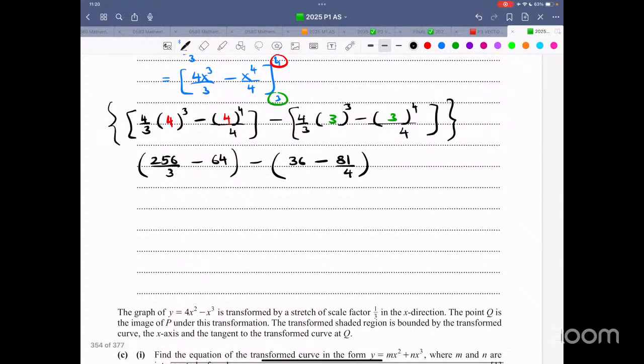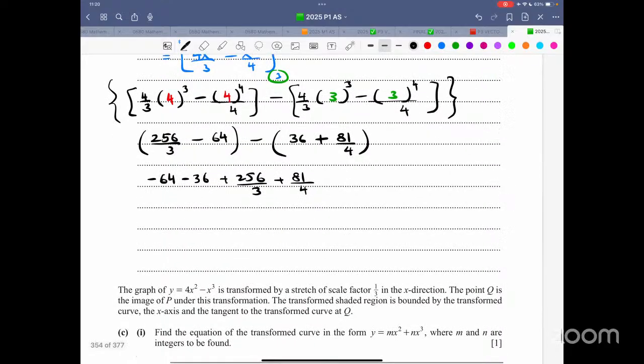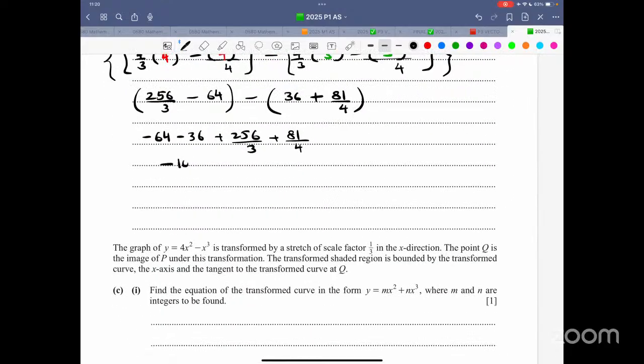So now this is negative 64, negative 36. This is 256 over 3. I think this becomes positive. So this is 256 over 3, and this is 81 over 4. So now this is negative 100. And I don't have the other calculator handy, so let me just multiply it out. So I have to work with this thing.